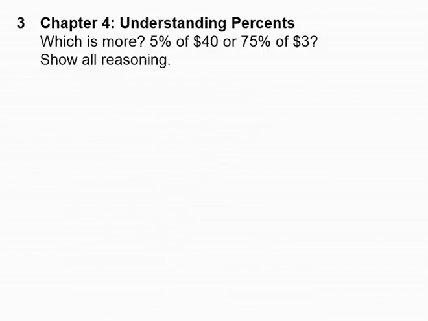Question 3 from Understanding Percents. Which is more, 5% of $40 or 75% of $3? This is a grade 7 question, so we can do this mentally.